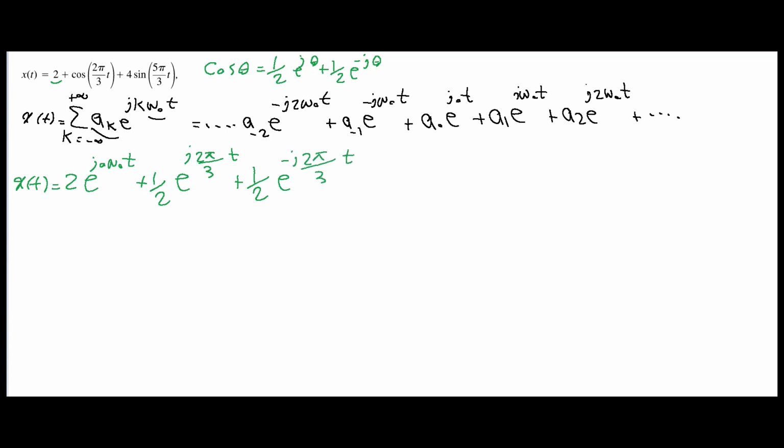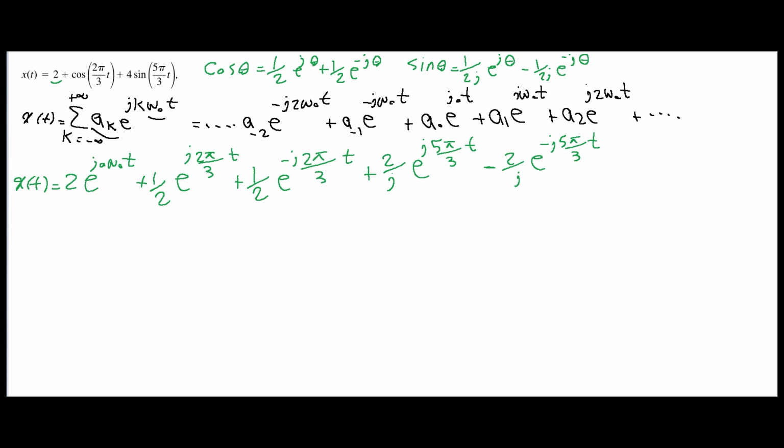Now let's rewrite the sine term. Using Euler identity, sine theta is equal to 1 over 2j multiplied by e to the power of j theta minus e to the power of minus j theta. Since the sine term is multiplied by 4, the result becomes 2 over j times e to the power of j5πt over 3 minus 2 over j times e to the power of minus j5πt over 3.